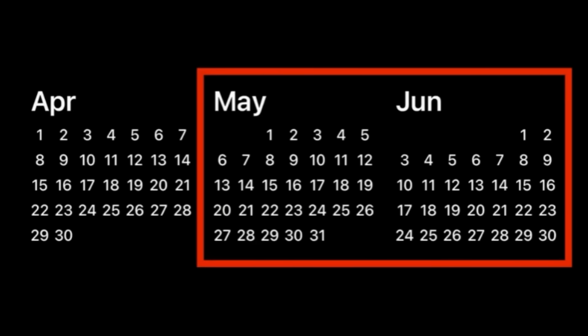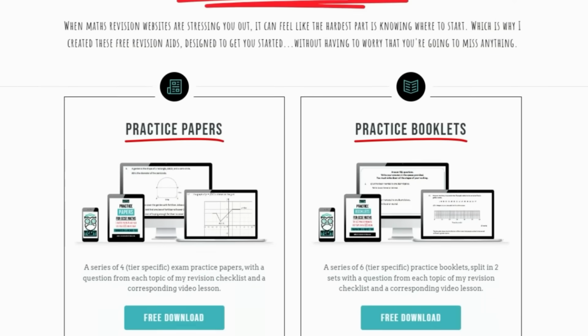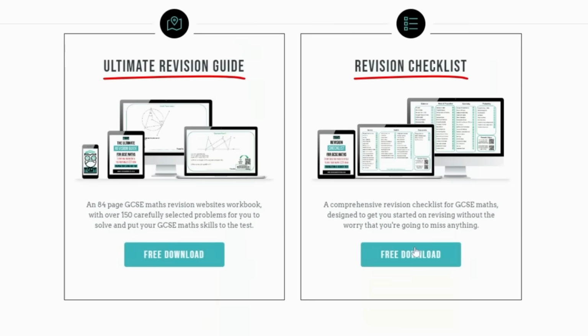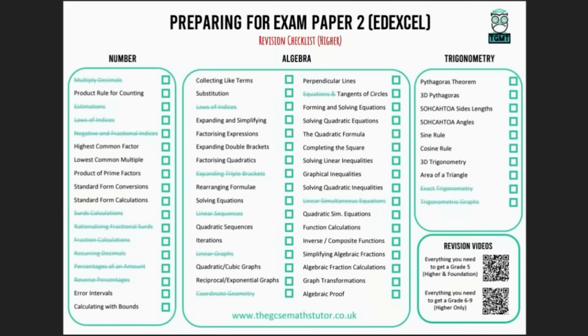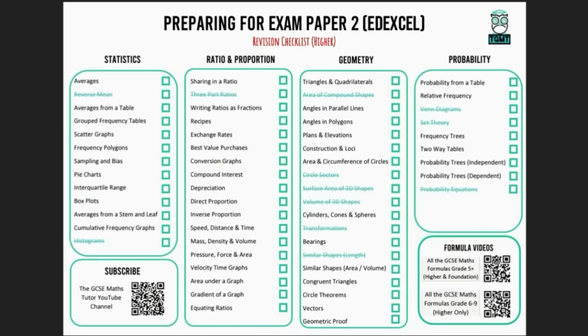With paper 1 out the way, it's time to turn our attention to paper 2. So today's video covers my top 4 tips for GCSE Maths Paper 2 revision. Tip 1, my paper 2 revision checklist. Using the link in the description, go to my website and download my paper 2 revision checklist to identify the topics that you need to prioritise. Then work through those specific video lessons available for free on my YouTube channel.